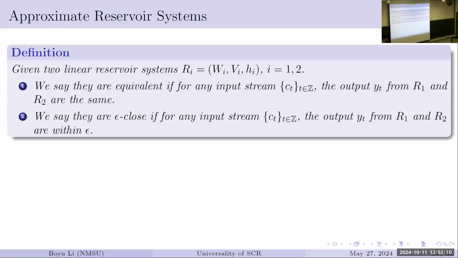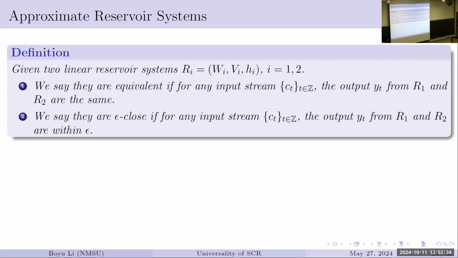We use the following definition. If you have two reservoir systems, our reservoir systems are very simple. They're just a matrix W, a matrix V, and some function h. We say they are equivalent, just as we would expect: if your inputs are the same, I should get the same output, and then they're equivalent. That's kind of trivial.